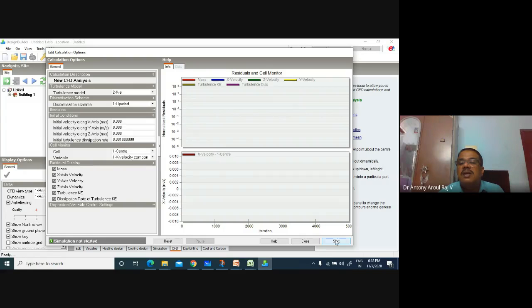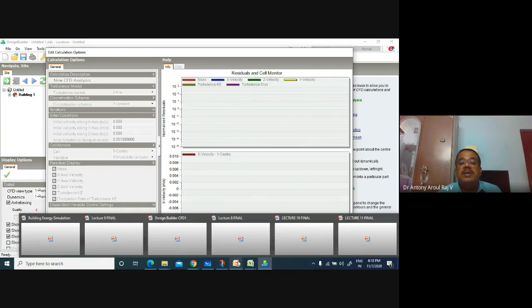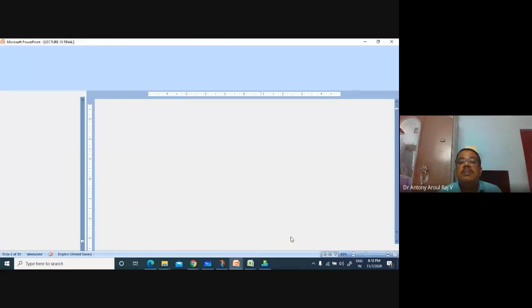Let us start solving the problem. Here you can see it will start solving the problem. Now it will take time, so let it proceed. I think you can see it has started. We will proceed with our discussion and go to our presentation. Then we will come back to see how the solution is converged and how to see the plots.